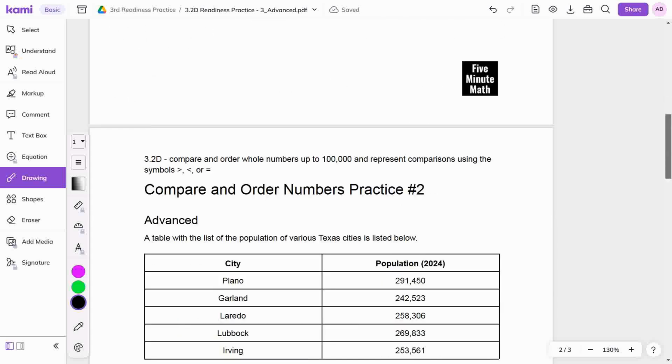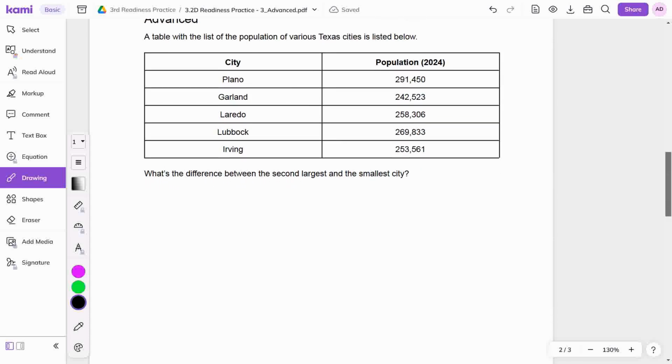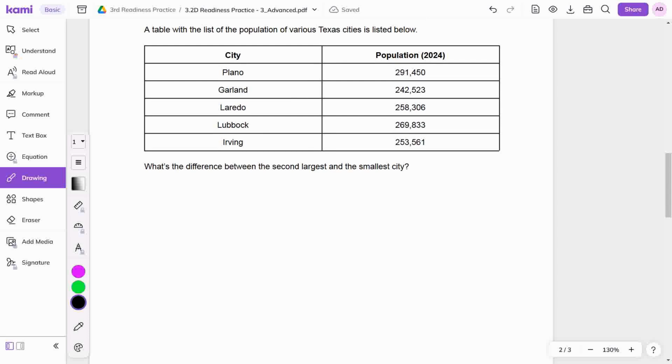All right, so number 2, we have a list of numbers. We need to find the difference between the second largest and the smallest city. Now, our standard just says we want to compare and order numbers to 200,000. We're going above 100,000, but this is advanced, so we're going to use our same skills, and this is going to grow us as third graders. So we need to get these in order first, and then I need to find the difference. That means subtract. So I'll put that right there. Difference is the answer to a subtraction problem, second largest and the smallest city.